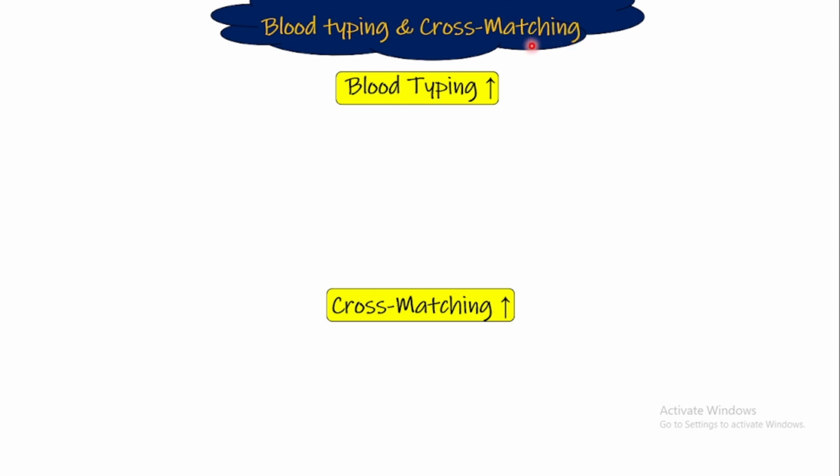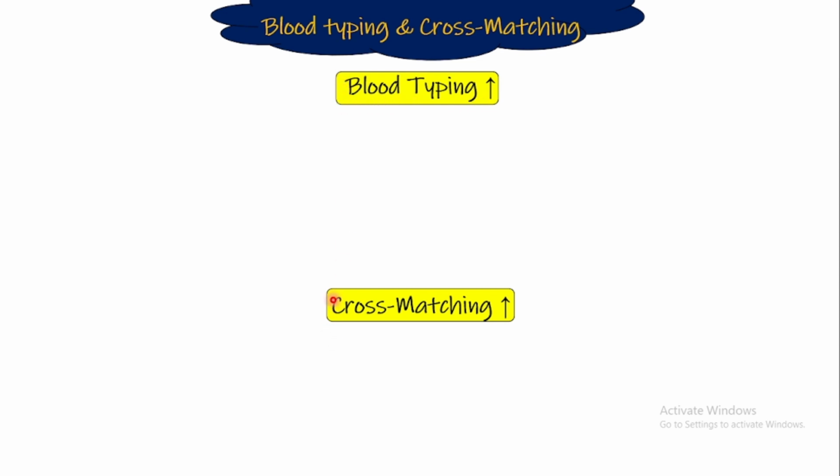So what exactly is blood typing and cross matching? Blood typing is basically finding the blood group of a person, finding which antigen is present on the red blood cells. Either antigen A is present, or antigen B is present, or both are present, or both are absent. This is known as blood typing or blood grouping.